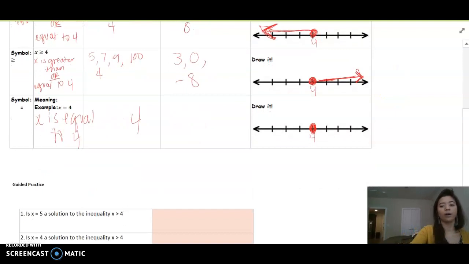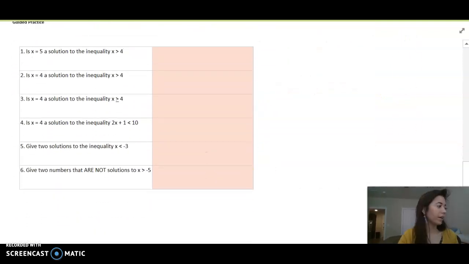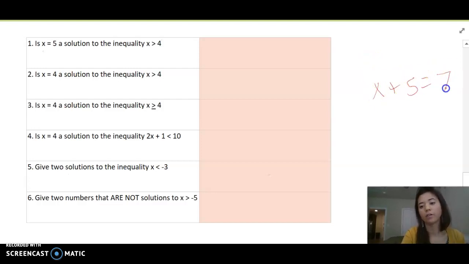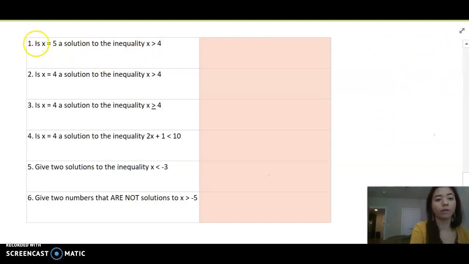Okay, so in these guided practice problems below, again, if you need to get those, just rewind me and pause. I want to know if these numbers are solutions, and then I want you to list some solutions down here. So just like with equations, if I gave you x plus 5 equals 7, and I asked you, is x equal 2 a solution? We plugged it in, and you said, oh, 2 plus 5 does equal 7. So yes, it's a solution. We do the same thing here, except we plug our number into the inequality.